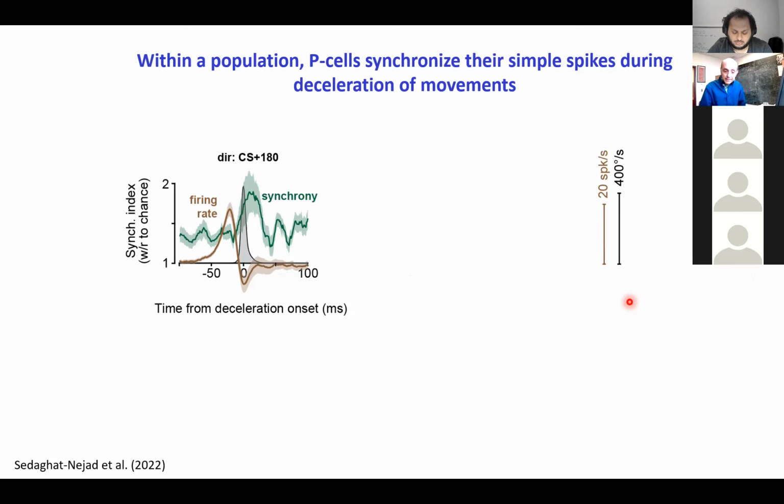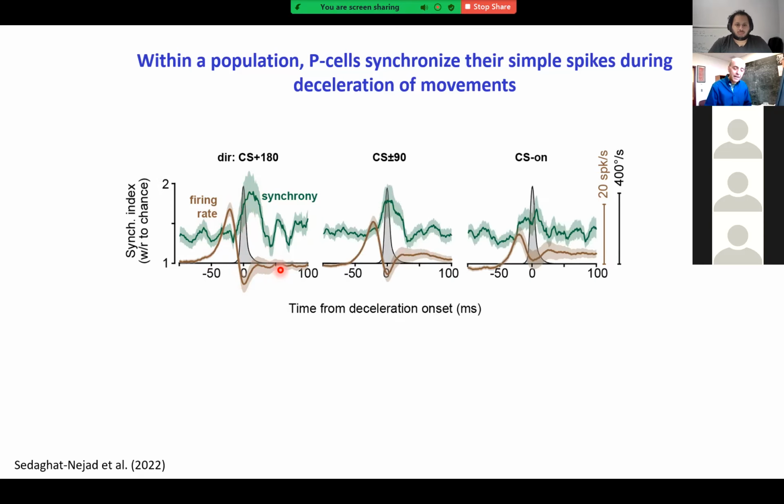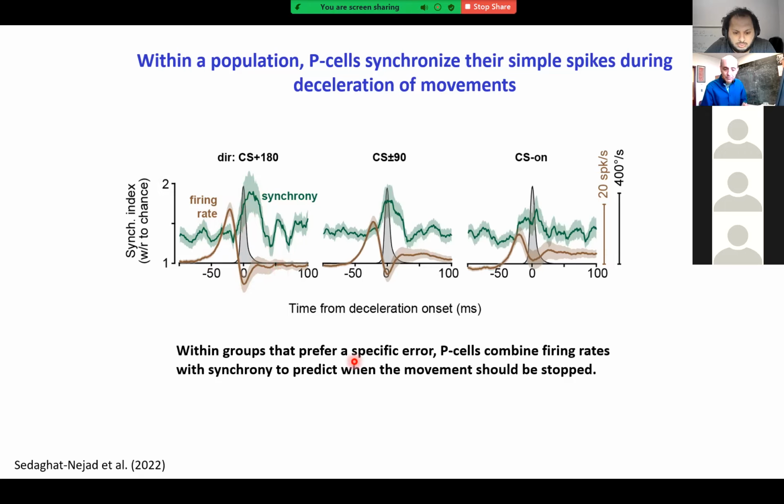And so what do we see? What we see is that as this activity falls below baseline, as the disinhibition takes place, there is greater probability of synchrony. So remarkably, firing rate increases, but there's no change in probability of synchrony. However, during this special period of time when you're supposed to decelerate and stop the eye, now you see increased synchrony. And this amount of synchrony depends on the direction of the movement. So within groups that prefer a specific error, P cells combine their firing rates with synchrony to predict when the movement should be stopped.